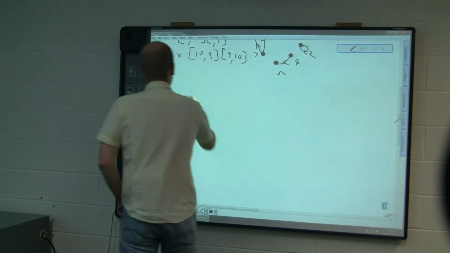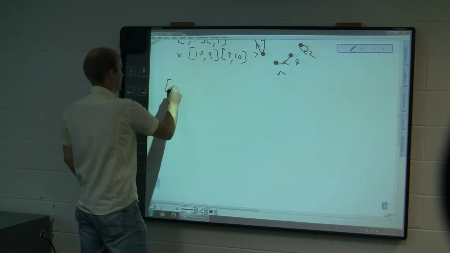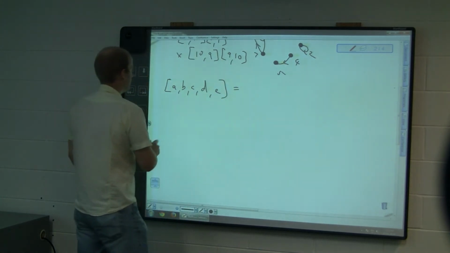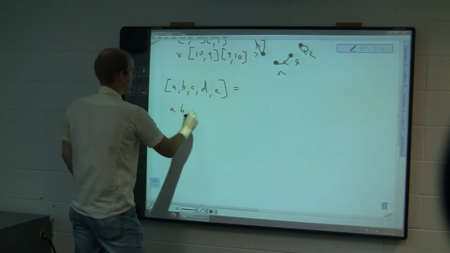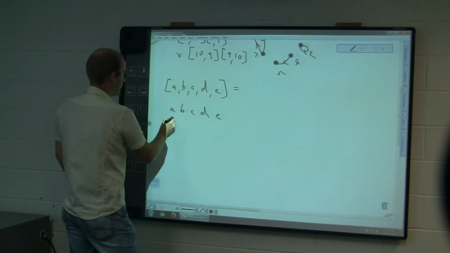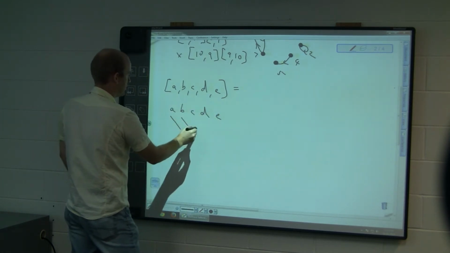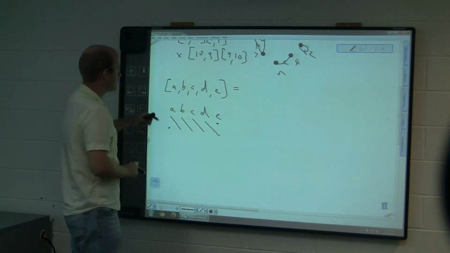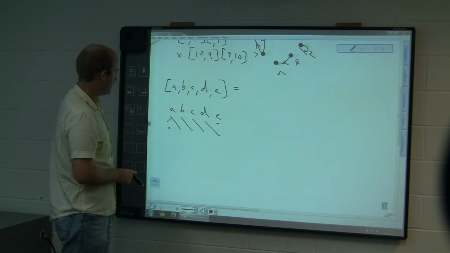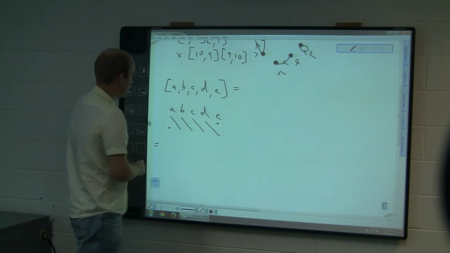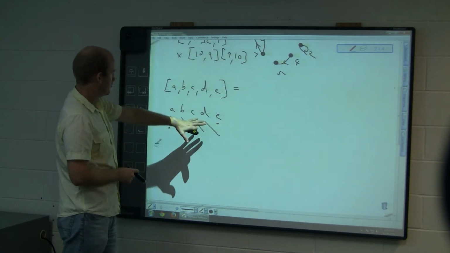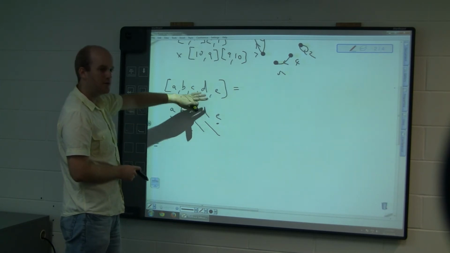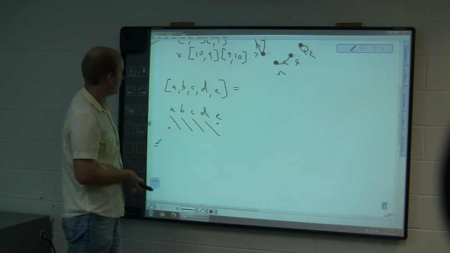So let's consider the trail A, B, C, D, E. So A goes to B, B goes to C, C goes to D, D goes to E, but E doesn't go anywhere, and nothing goes to A. So that's my 5-trail. And basically I want to write this as a product of 2-trails. So partial permutations where only one thing gets moved, basically.